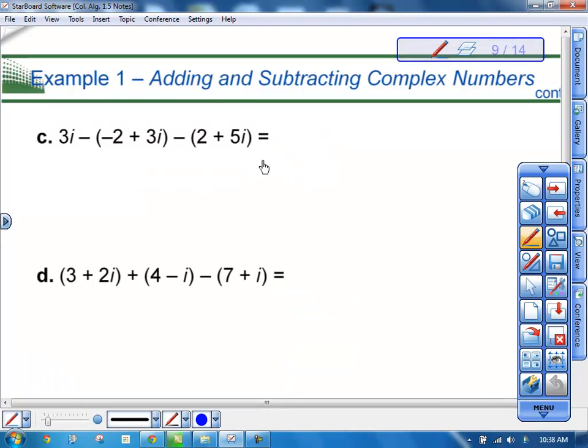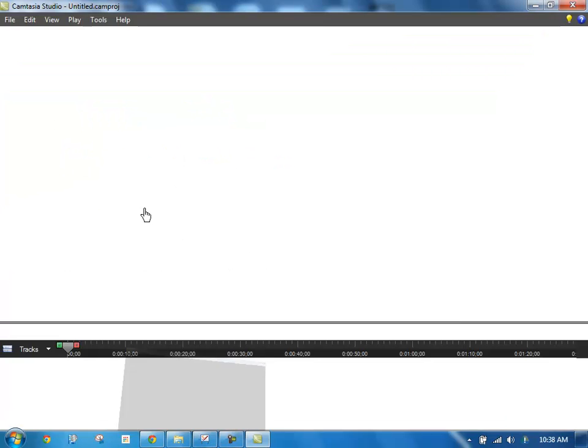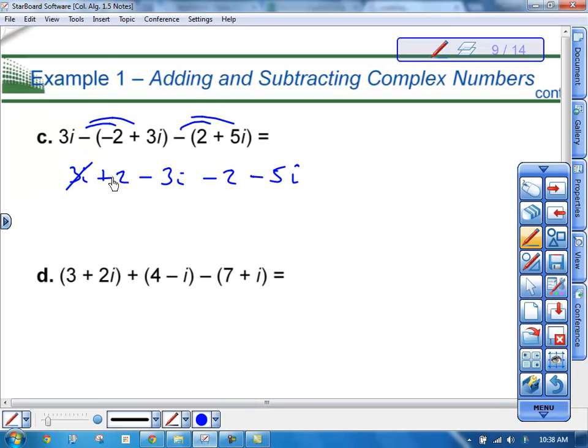You're going to have to simplify a lot of these and write them in a plus bi form. So here's an example. You want to distribute, you get 3i plus 2 minus 3i minus 2, distribute this, minus 5i. And these cancel in this case. The 2 and the -2 cancel as well. So you end up with just -5i for that one.